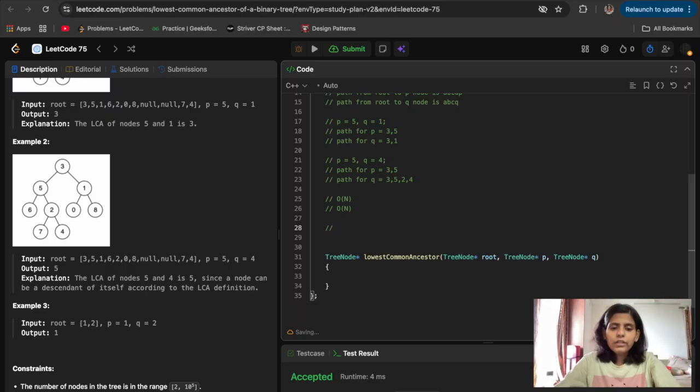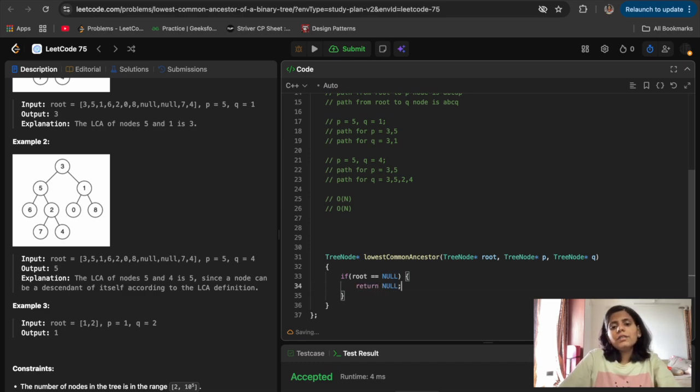I have a root node. If my root node is equal to null, then let's write the code and we will see. If my root is null, then can I go further to find P and Q? No, right? So I have to return null.